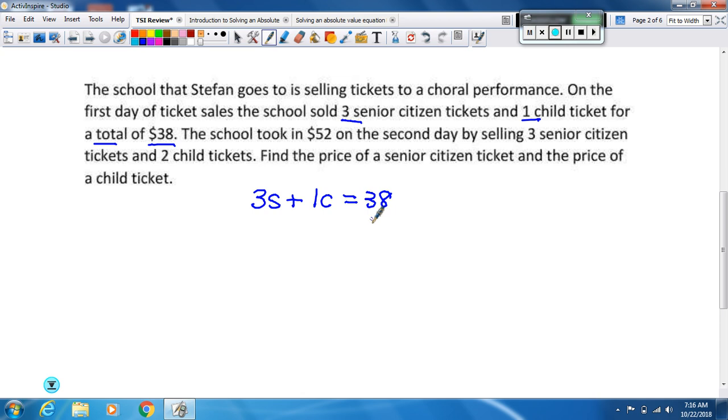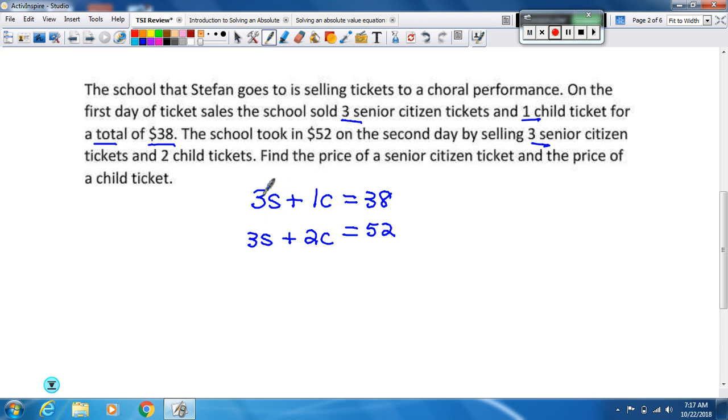The school took in $52 on the second day, so that was the total of $52, by selling 3 senior citizen tickets and 2 child tickets. Find the price of a senior citizen ticket and the price of a child ticket.